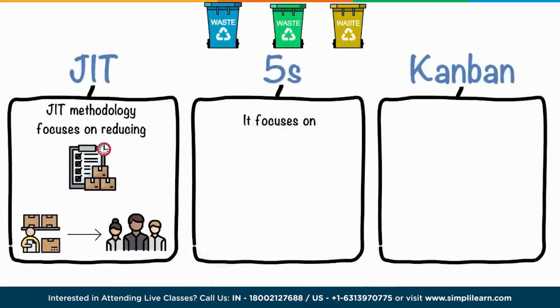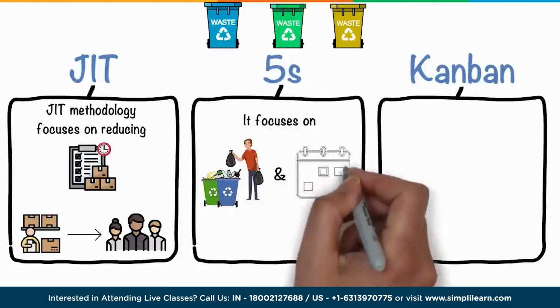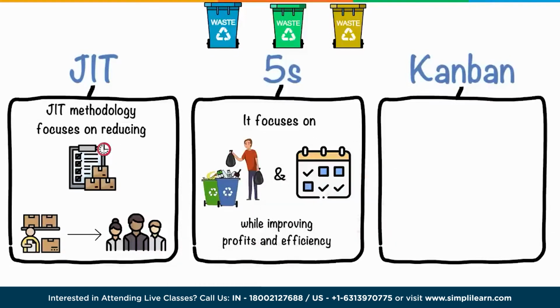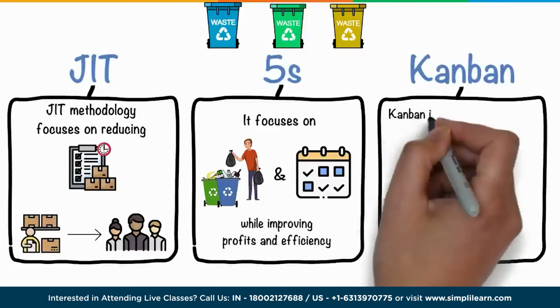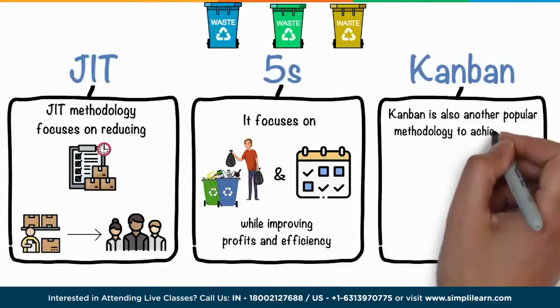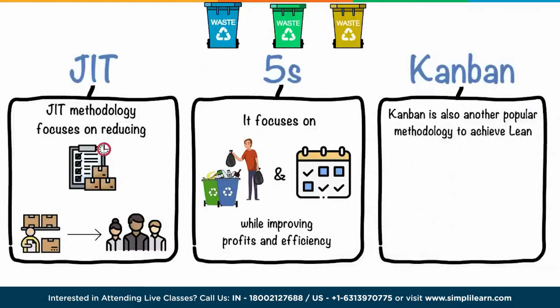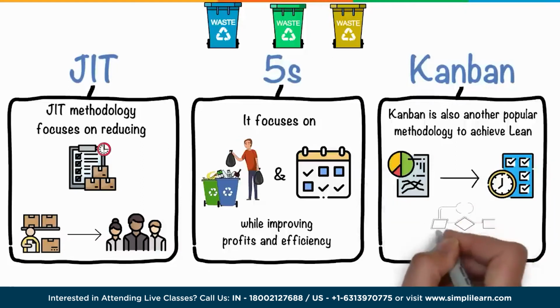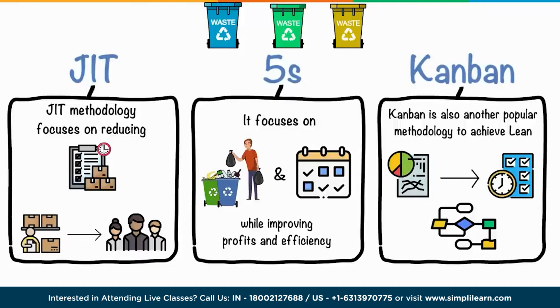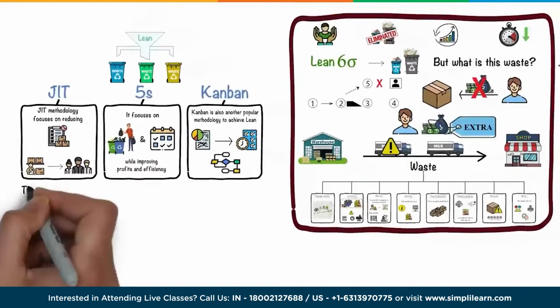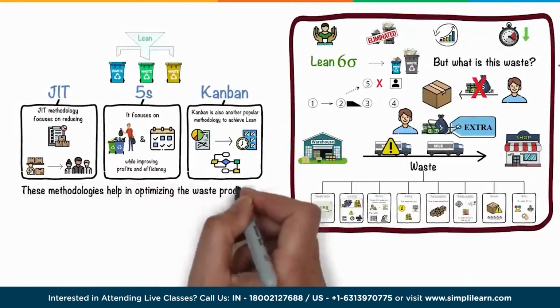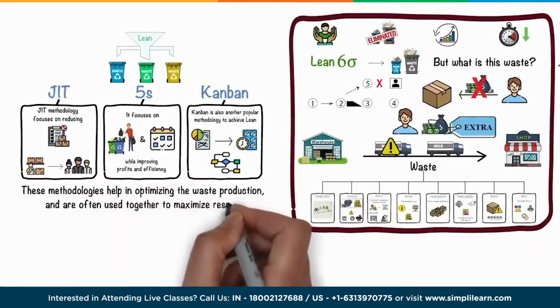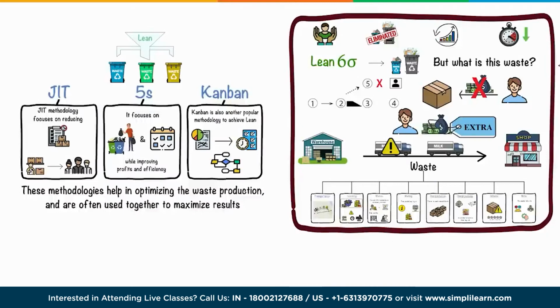5S is another methodology that focuses on cleanliness and organization while improving profits and efficiency. Kanban is also another popular methodology to achieve lean. It is a visual method to manage tasks and workflows. Kanban enables users to visualize the workflow to identify issues in the process and fix them. These methodologies help in optimizing the waste production and are often used together to maximize results. So that's the first problem solved.